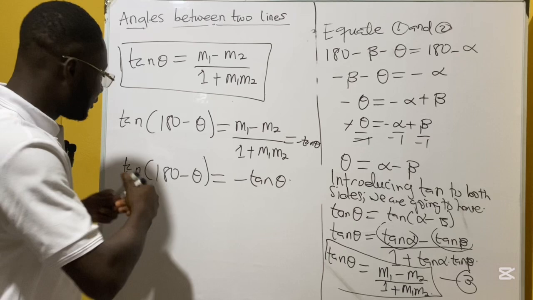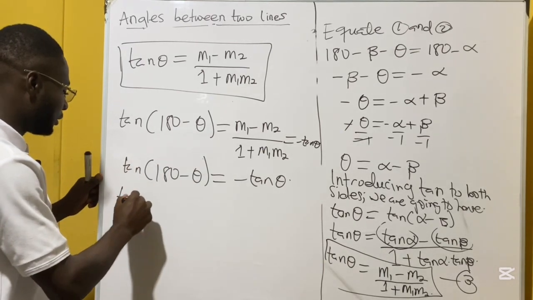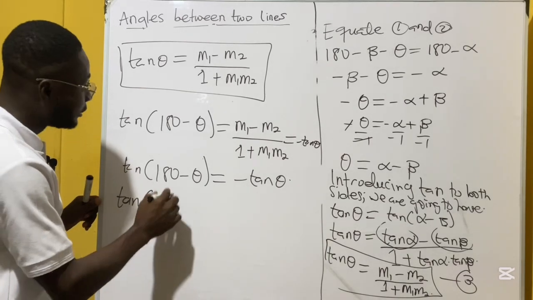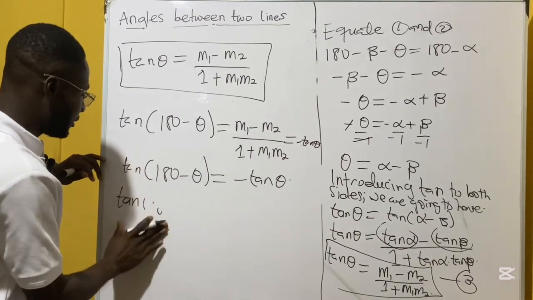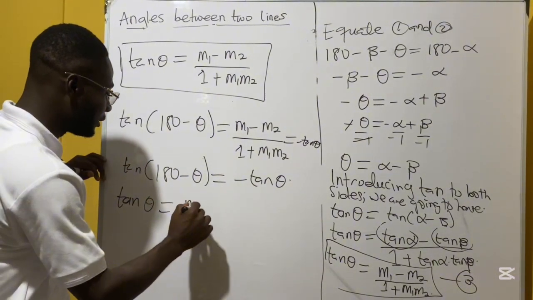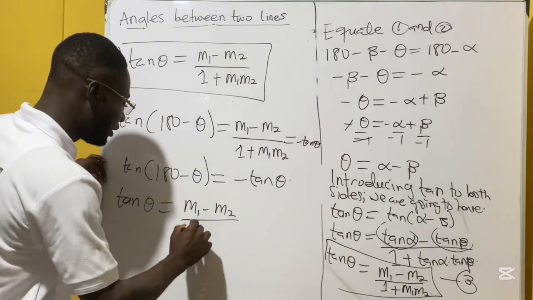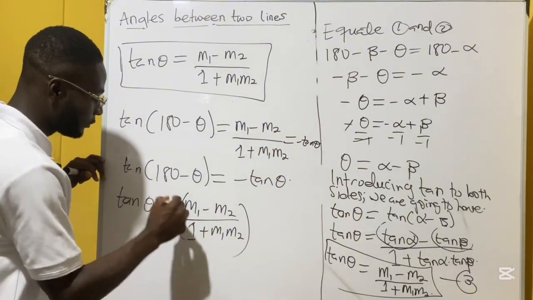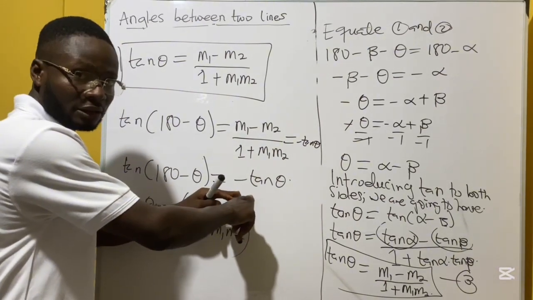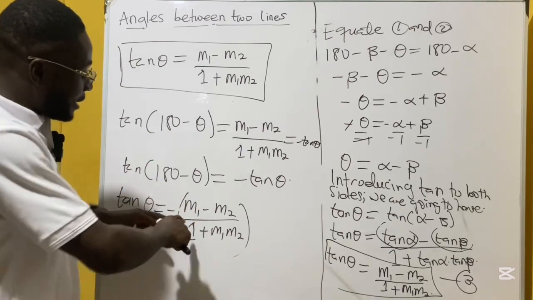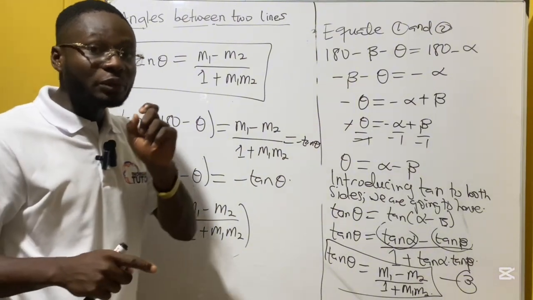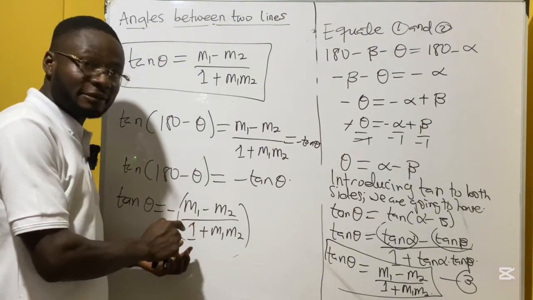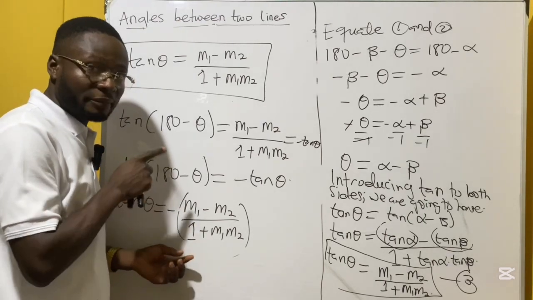So that is why whenever we have tan of 180, basically this is what we have here: tan theta equals M1 minus M2 over 1 plus M1 times M2, right? Here we have a negative because of this. Okay, and this is happening because the order of M1 and M2 can result in a negative value. The angle that you calculate can be negative depending on the order of M1 and M2.